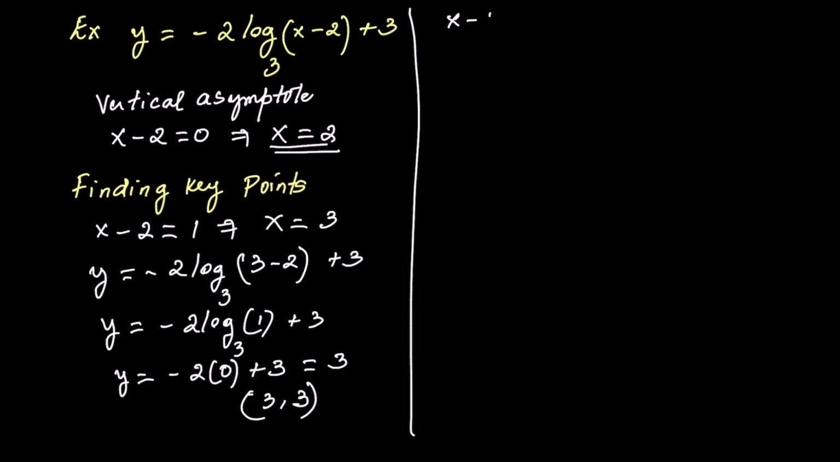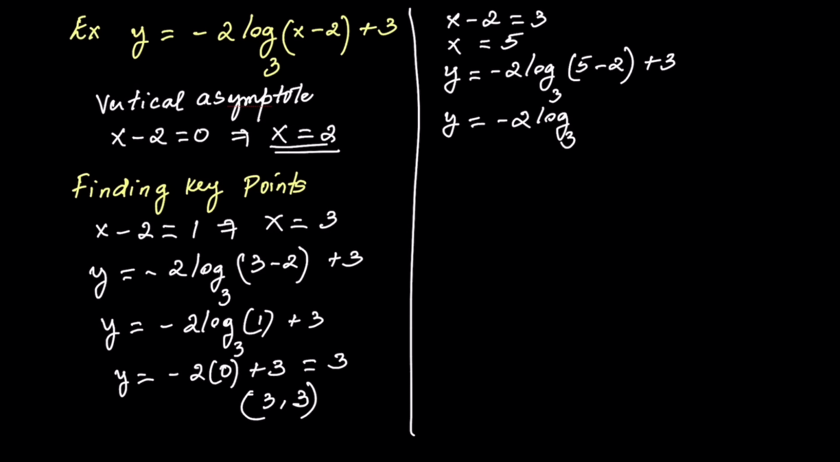Second key point. When the argument equals the base 3, we set the argument equal to 3. X minus 2 equals 3. Therefore, x equals 5. Now we substitute x equals 5 into the function. Y equals negative 2 times log base 3 of (5 minus 2) plus 3. Y equals negative 2 times log base 3 of 3 plus 3. Y equals negative 2 times 1 plus 3. Y equals negative 2 plus 3. Y equals 1. Our second key point is 5, 1.